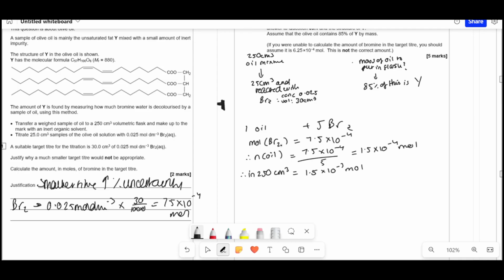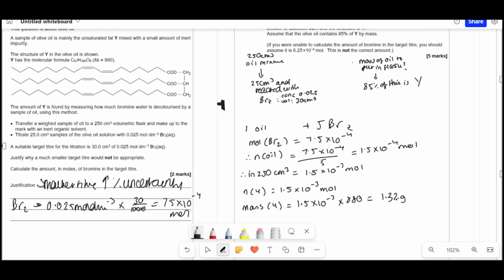Now, because we're working with the oil reacting with the Br2, the actual bit within the oil that's doing the reacting is Y. So the actual moles of Y that's doing the reacting, because they've told you in the question it's mixed with an inert substance, is 1.5 times 10 to the minus 3 moles. Therefore, we can work out the mass of Y in this 250 centimeter cubed sample because they've told you what the Mr is. So it'd be 1.5 times 10 to the minus 3 times 880, which is going to be 1.32 grams, right?